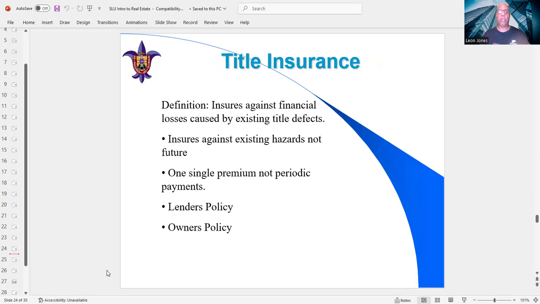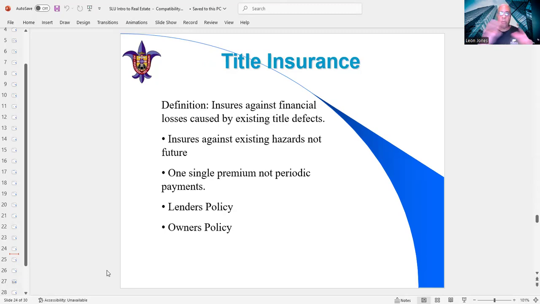Title insurance: the definition is it insures against financial losses caused by existing title defects. It insures against existing hazards, not future. One single premium, not periodic payments. Under that one single premium, you have your lender's policy and your owner's policy.